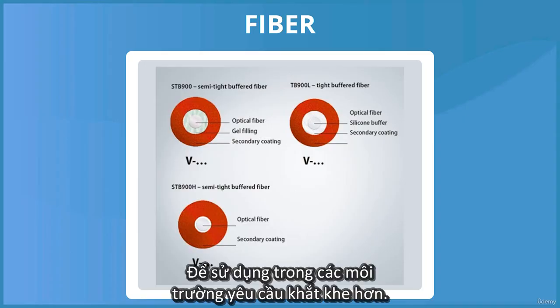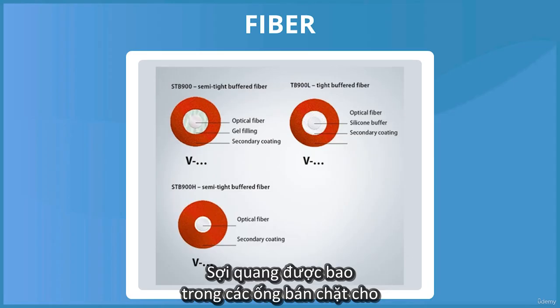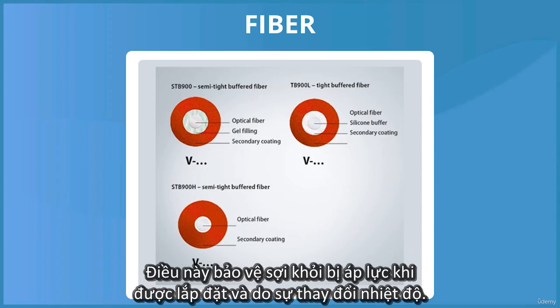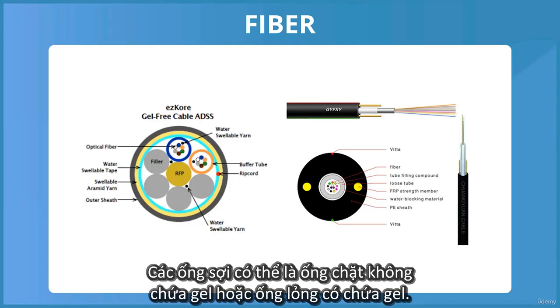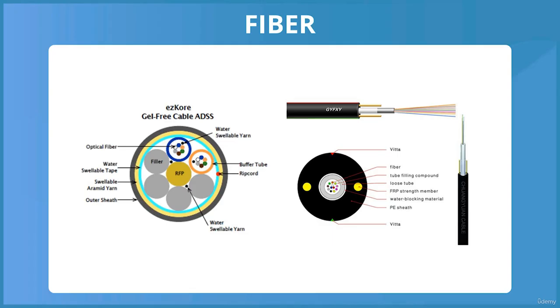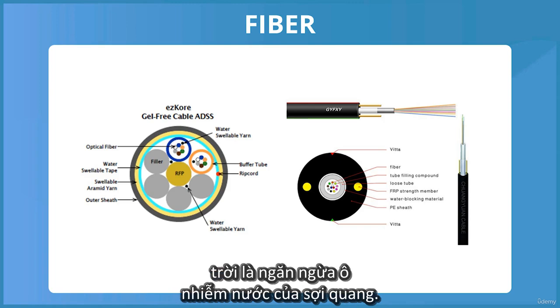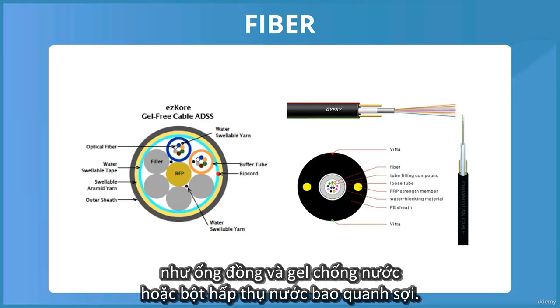For use in more demanding environments, a much more robust cable structure is required. The fiber is enclosed in semi-tight tubes that allow it to be stretched without straining it. This protects the fiber from stress when it's installed and due to temperature changes. Fiber tubes can be a gel-free tight tube or a gel-filled loose tube. A critical issue in outdoor cabling is to prevent water contamination of the fiber. This is achieved through the use of solid barriers such as copper tubes and water-repellent gel or water-absorbing powder surrounding the fiber.